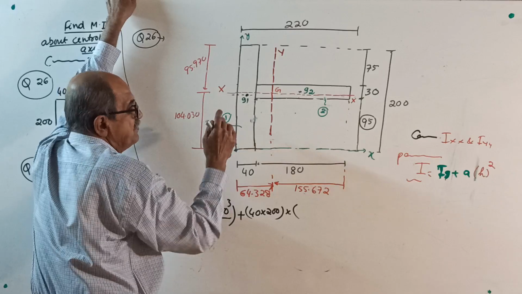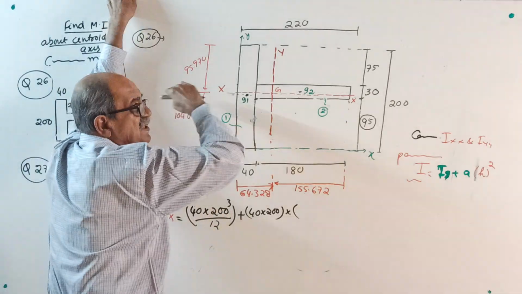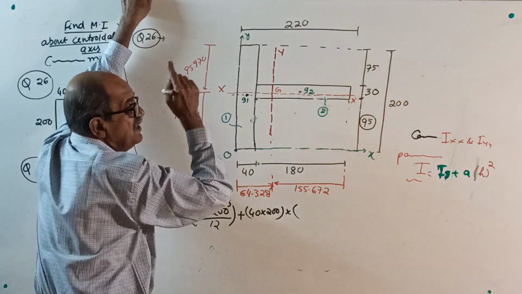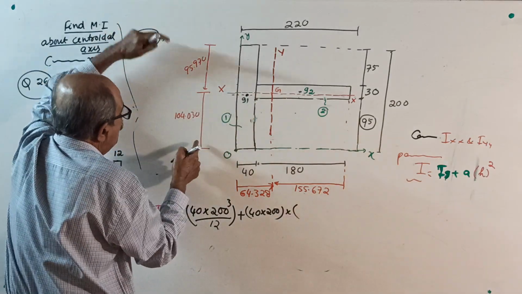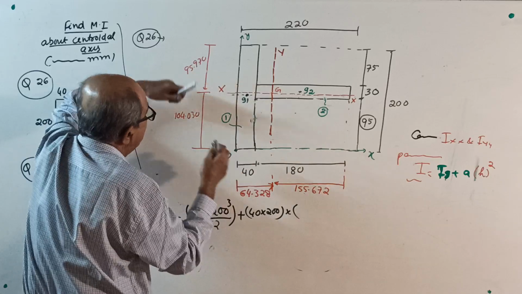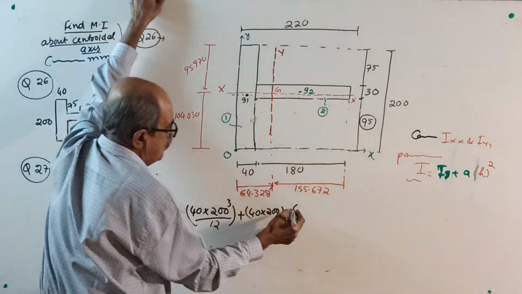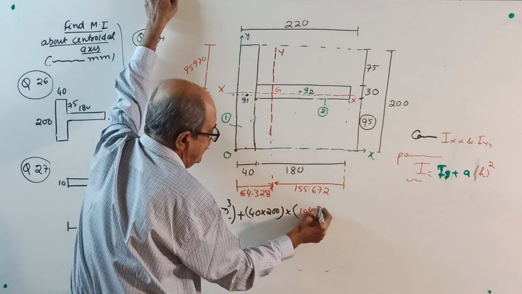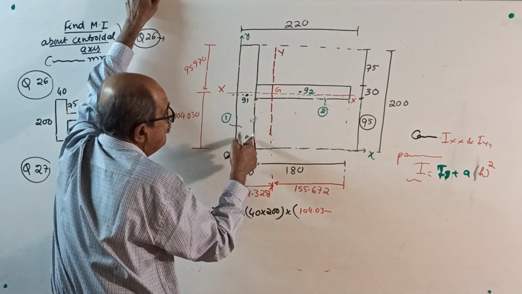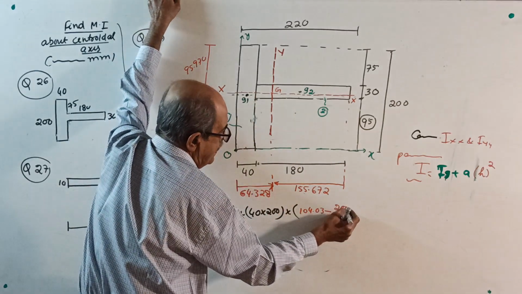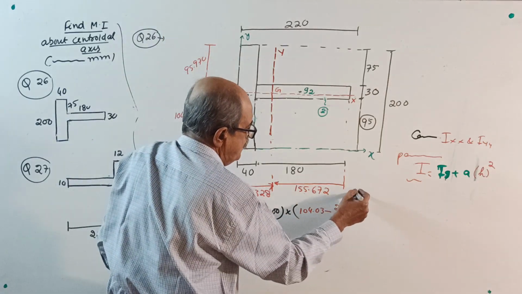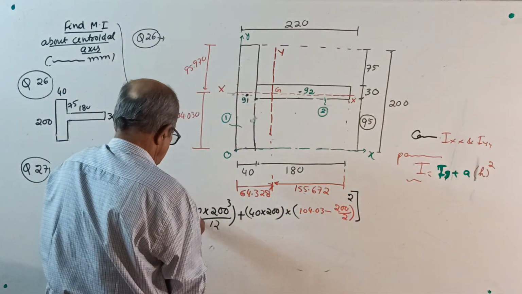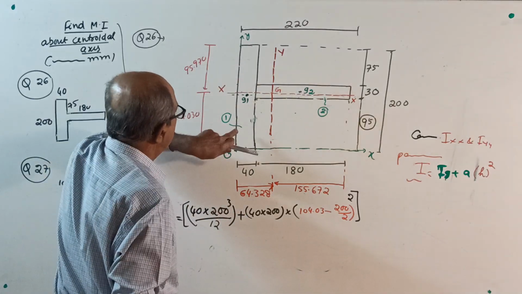See, I will not tell. A horizontal axis means vertical distance. Maybe I am telling this infinite times now. See, this distance square: 104.03. From here to here is 104.03. Subtract half of 200, 200 by 2 whole square. This is I about XX of figure number 1.